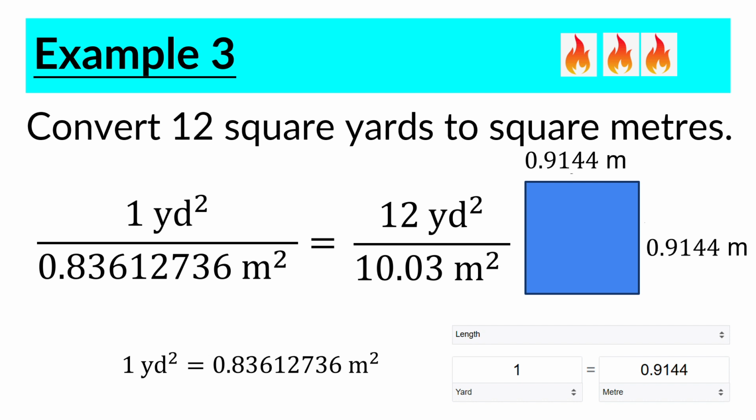Notice, one way to do it is to go 1 times something is 12, and that's obviously 12. So if you take the 0.836 square meters, times it by 12, you will get roughly 10.03 square meters. And that's what we were looking for. Try that out on your calculator.